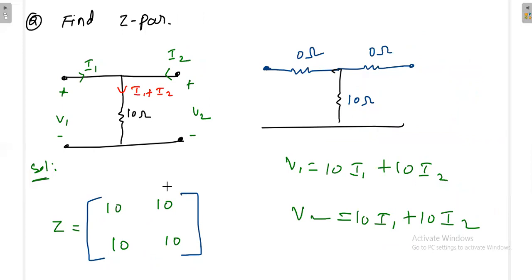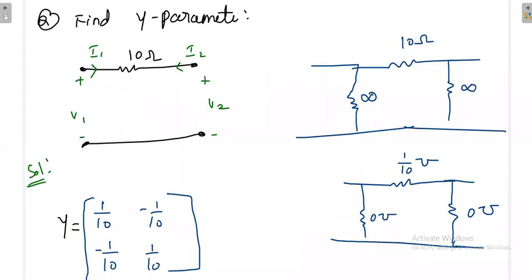Okay, so next we'll take another model. Again, what is the usefulness of this model? We'll see with this example where this is useful. Say for example, in the exam they are giving the question like this: find Z parameter. Question is like this.